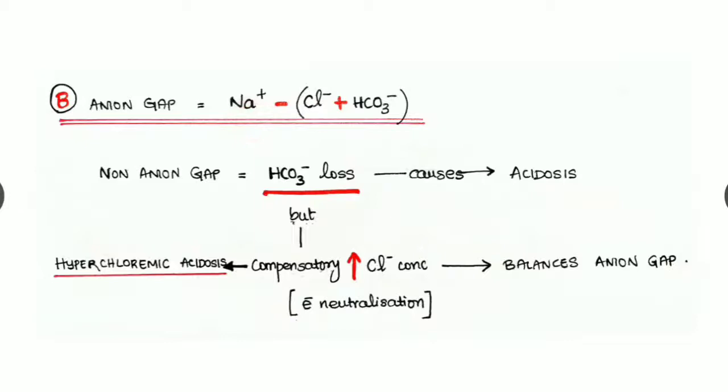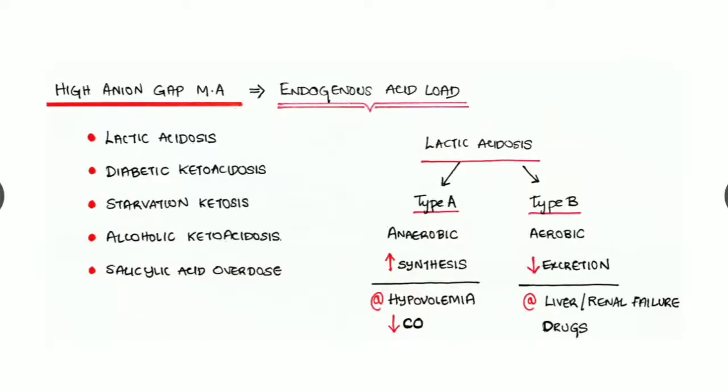If the sodium is very high and the chloride plus bicarbonate ion concentration is less, then there comes a gap. A very large difference comes in between them, and that gives rise to high anion gap. But here it is non-anion gap. So that is the mechanism behind it. This compensatory increase in the chloride concentration along with the bicarbonate loss causing the acidosis is known as hyperchloremic acidosis. Let's look at the examples of high anion gap metabolic acidosis.